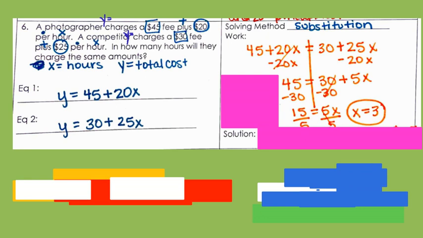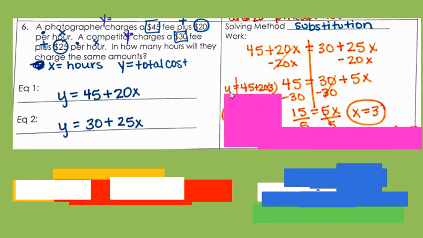So we go back to our equation, and we know that X was 3, so that is 3 hours. They will cost the same. Now, if we wanted to know how much that is, we would just take the 3 and plug it in for X in one of these equations. It doesn't matter which one.